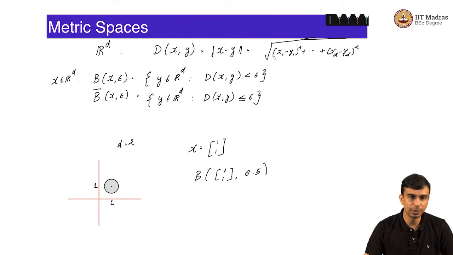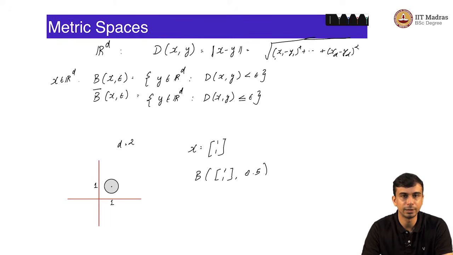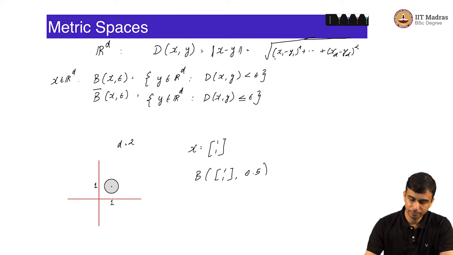So, if you do not include the boundary, it is the open ball. If you include the boundary, it is the closed ball. This is an example of a ball of a given radius around a given center. The ball will be a very crucial part for doing a lot of analysis with metric spaces.